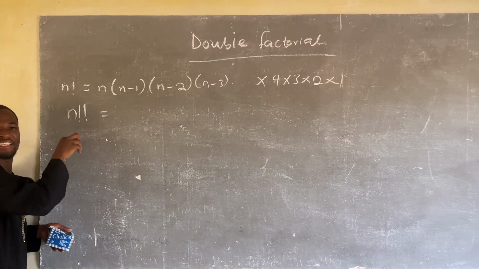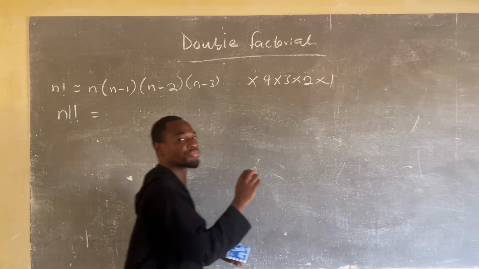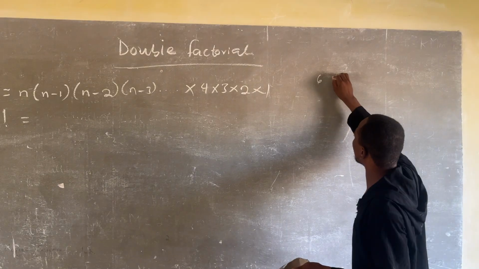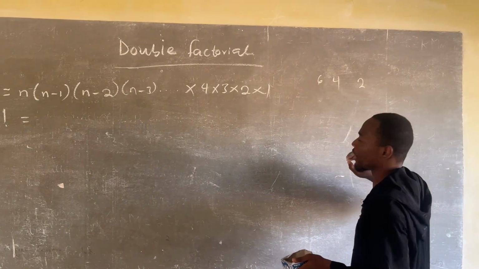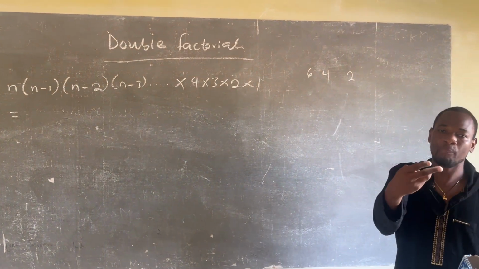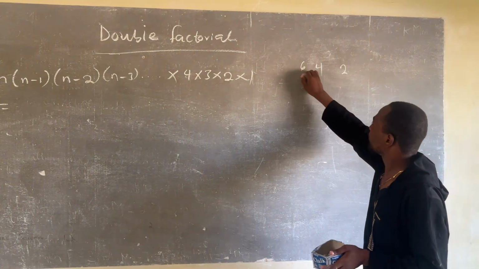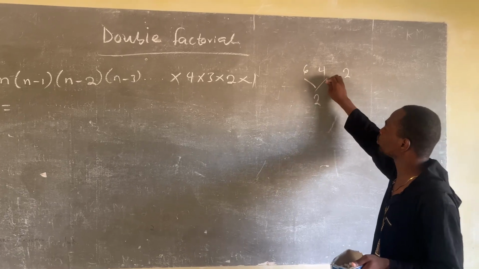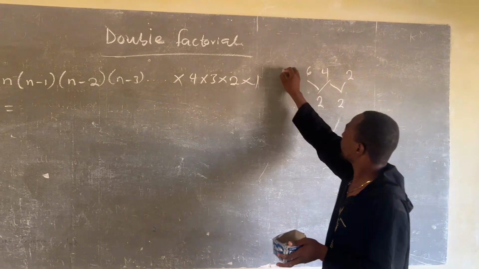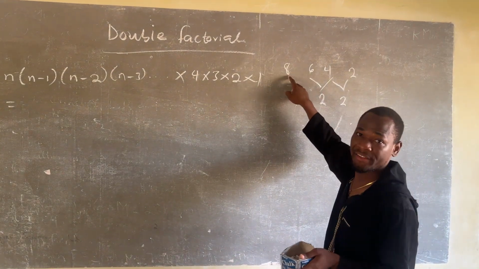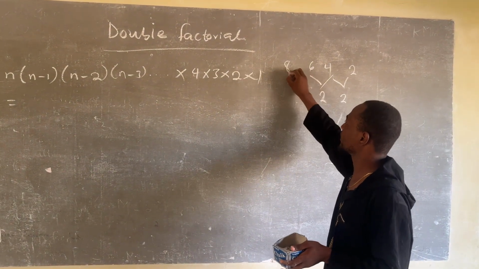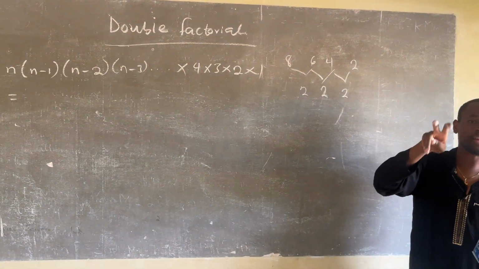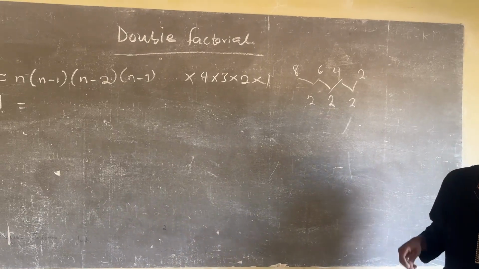Provided n is an even number, let's consider 6, 4, 2. The gap or difference between 6 and 4 is 2. And the difference between 4 and 2 is also 2. If you have 8, the difference between 8 and 6 is also 2. So the gap between two even numbers is simply 2.